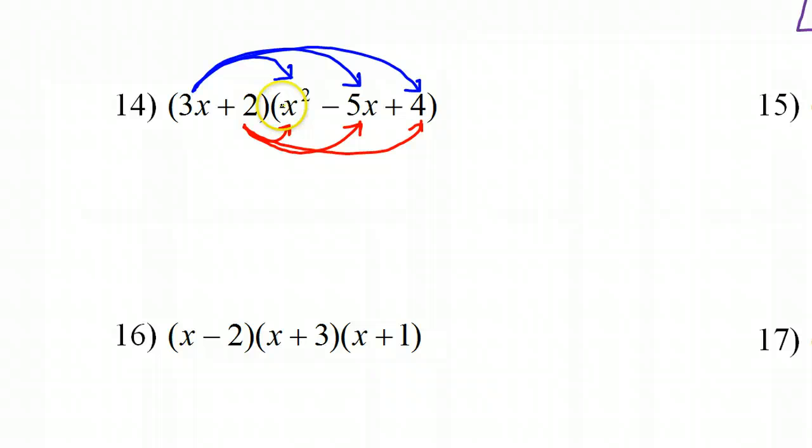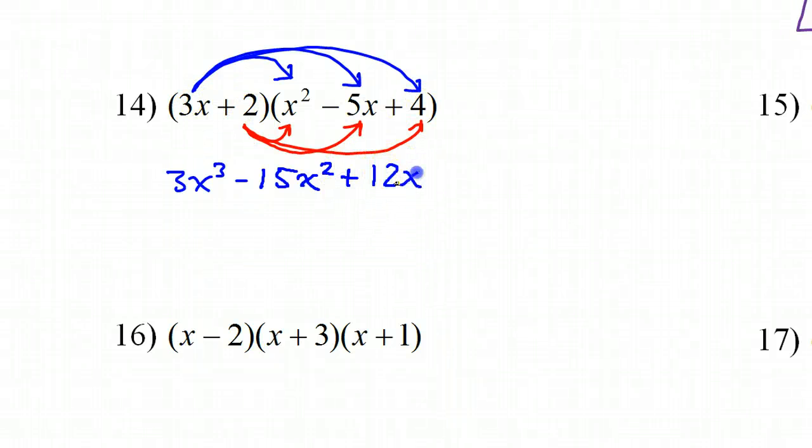So if I distribute this 3x, 3x times x squared is going to be 3x to the third power. X times x squared is x to the third power. 3x times negative 5x, that's negative 15, 3 times negative 5, then x times x is x squared. Finally, 3x times 4 is positive 12x. So there, I distributed the 3x.